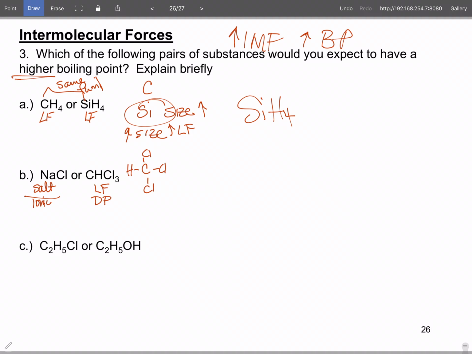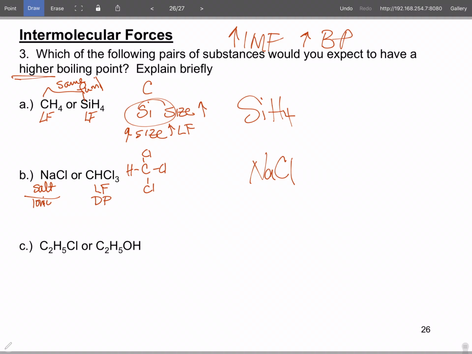So again, we're asking for the higher boiling point, so it's which one has the greatest intermolecular forces, and in this case, the salt wins. Because it doesn't have intermolecular forces, but it's a salt. So therefore, it will definitely have the higher boiling point because it's actually held together by positive and negatives.